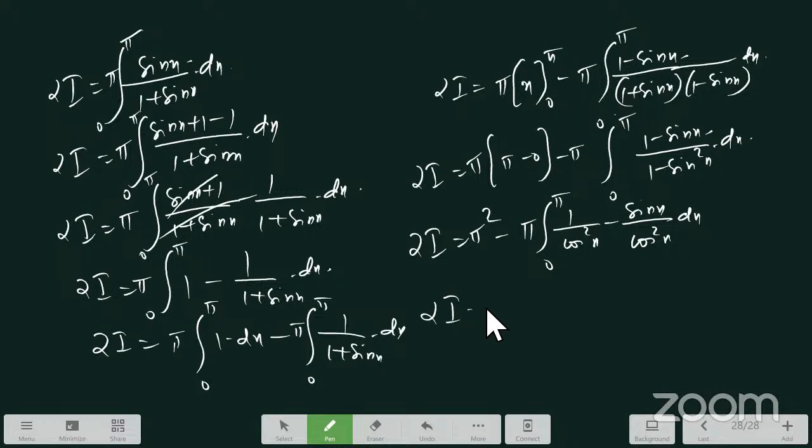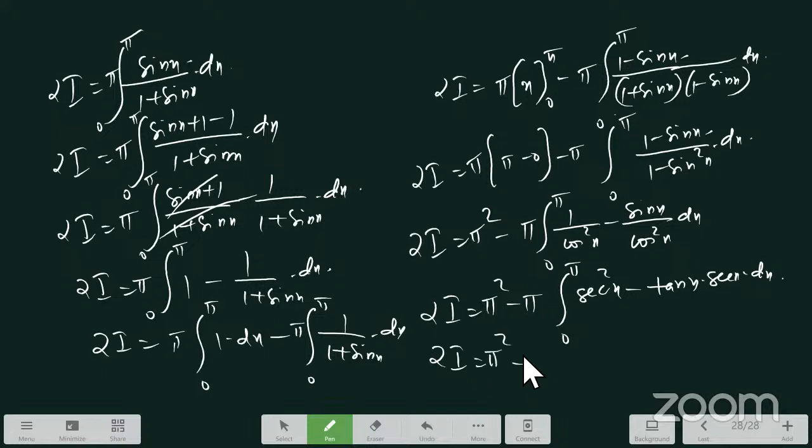Now 2I is equal to pi square minus pi, the integration of 0 to pi, secant square x minus sin by cos, and this is secant x dx. Now do the complete integration. Pi square minus pi, open the bracket. The integration of secant square x is tan x, and this is secant x, from 0 to pi. Right? So I'll make the conclusion on the next board.